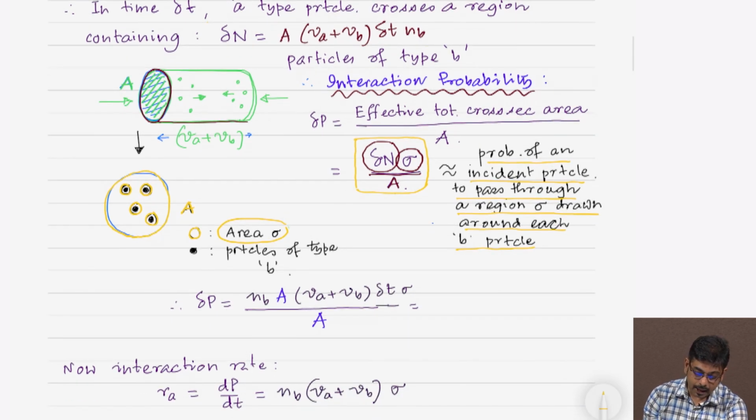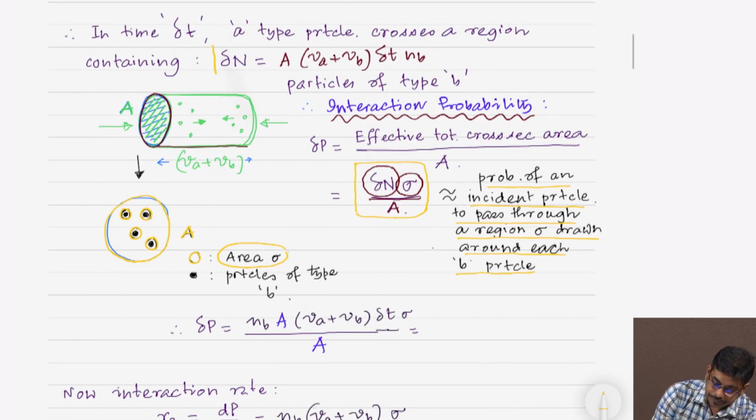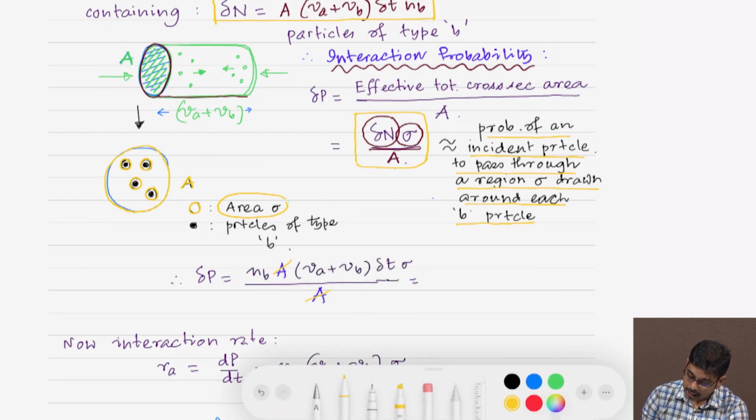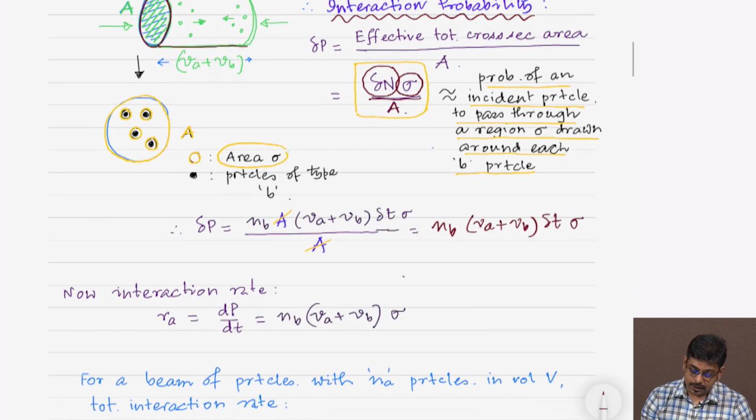So, the delta P will be simply, if I borrow this expression of delta n from here and put it back in the expression for delta P, what will it become? This is N_B into A into (V_A plus V_B) into delta t into sigma by A, and you can see that this A cancels and gives you an expression which is simply N_B into (V_A plus V_B) into delta t with the characteristic cross section sigma.